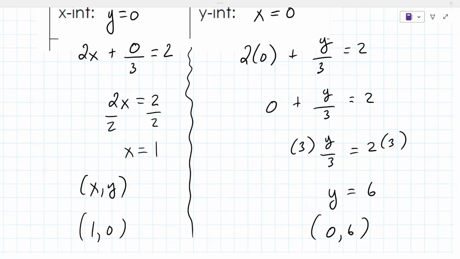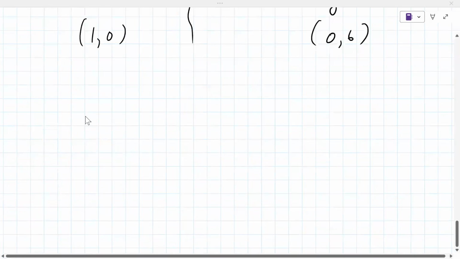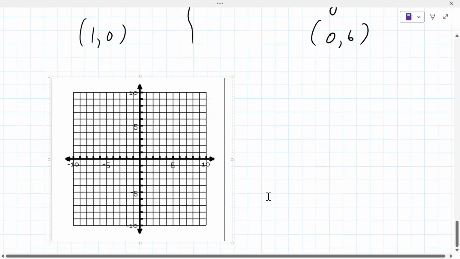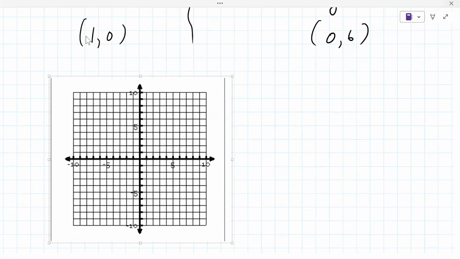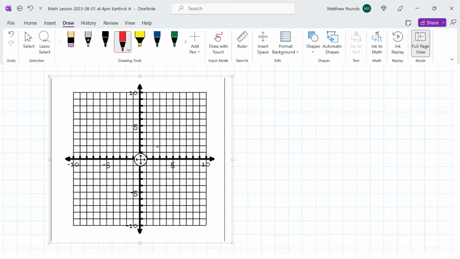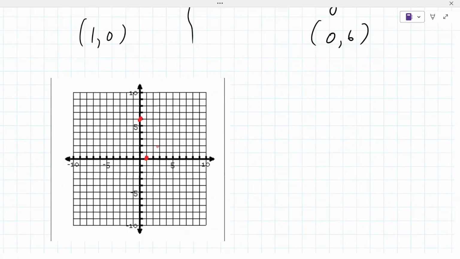You always need 2 points when you graph. So the x-intercept and the y-intercept are good options because they're 2 distinct points, 1, 0, and then 0, 6, like that. Done.